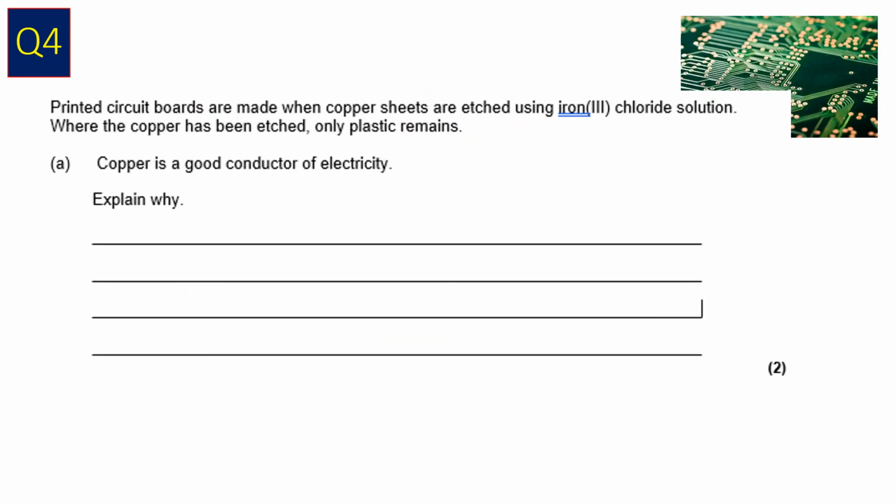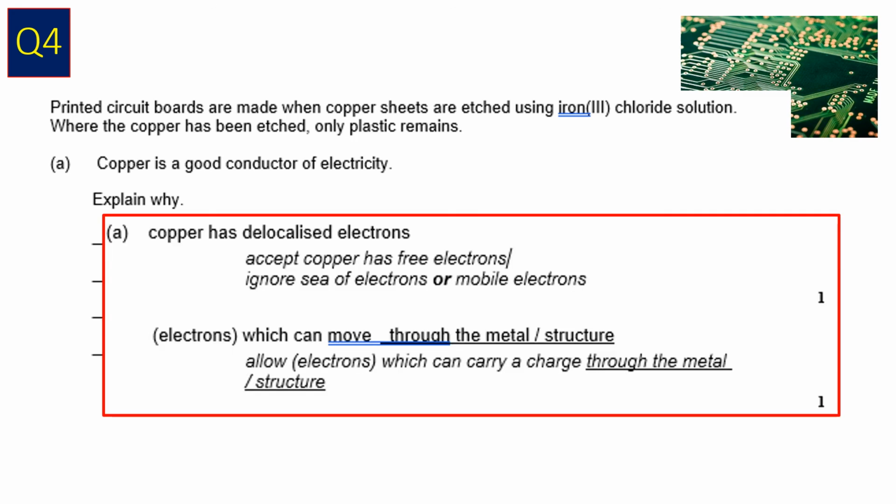Question 4, we're changing topic here. Printed circuit boards are made when copper sheets are etched using iron-free chloride solution. Where the copper has been etched, only plastic remains. Copper is a good conductor of electricity. Explain why. So you're using your C2 knowledge here. And basically, copper has delocalized electrons which can move, which can flow through the structure or through the metal.